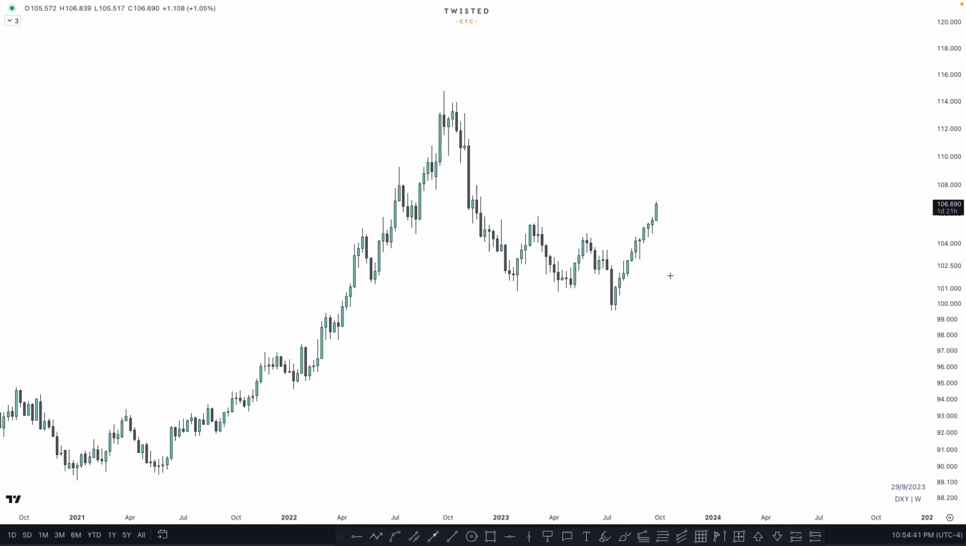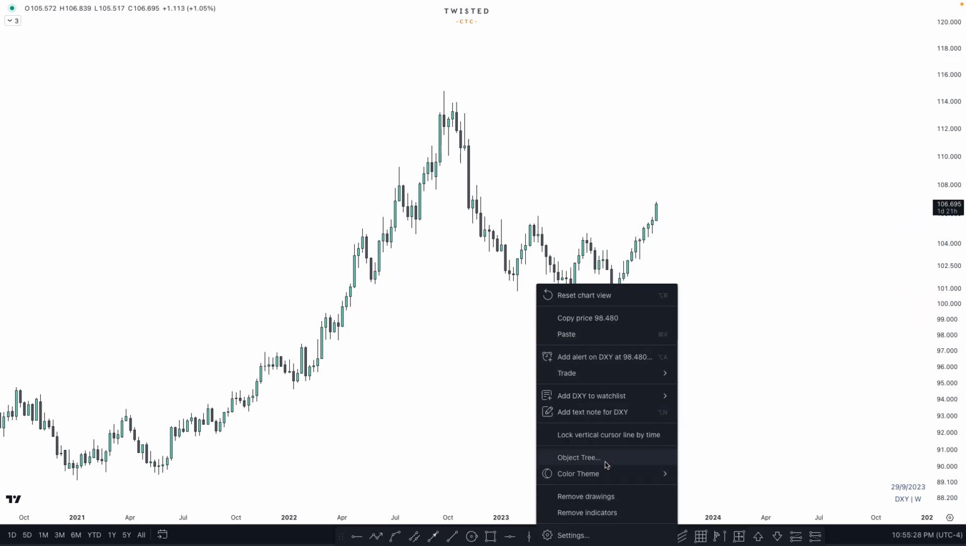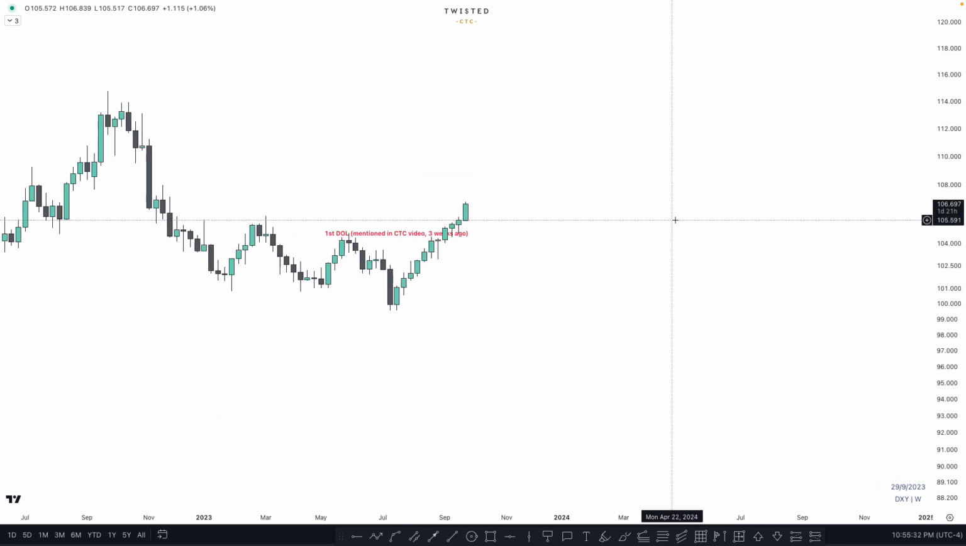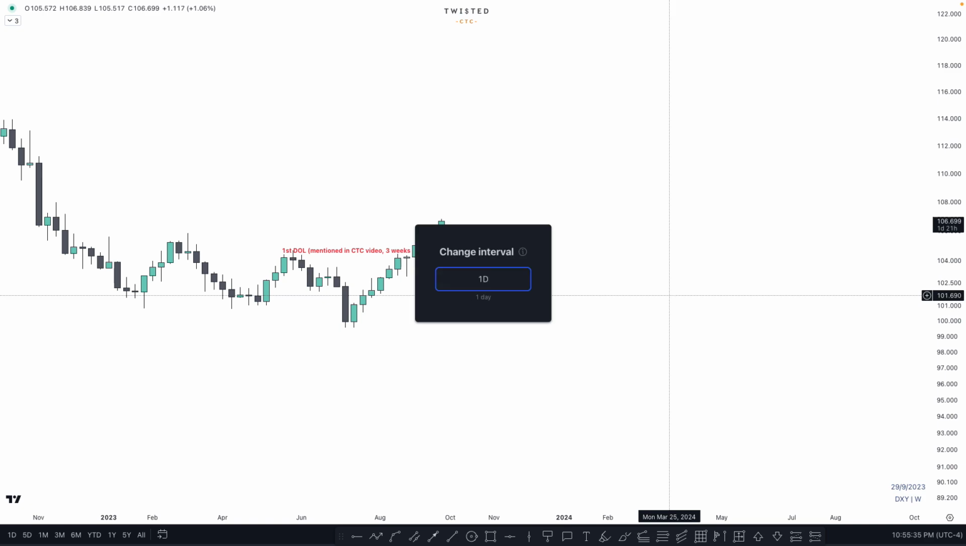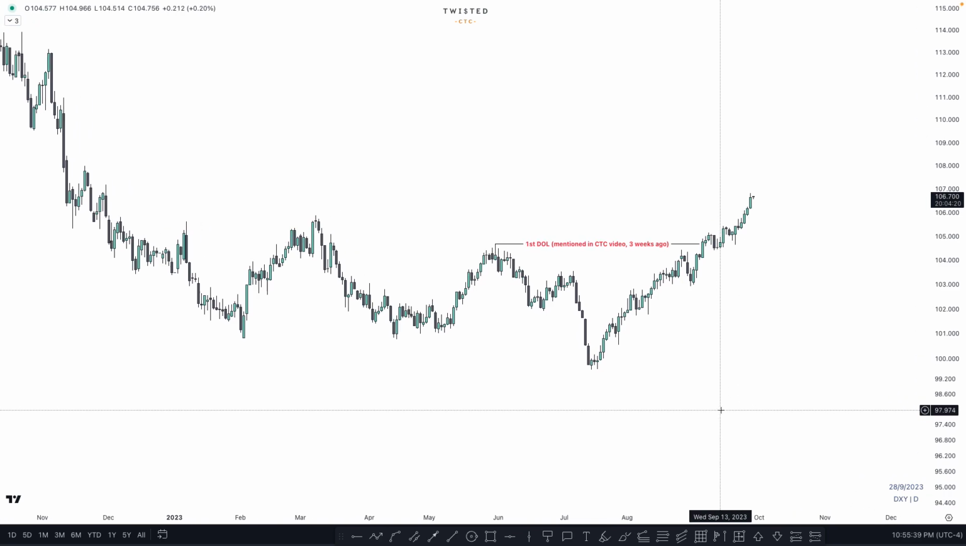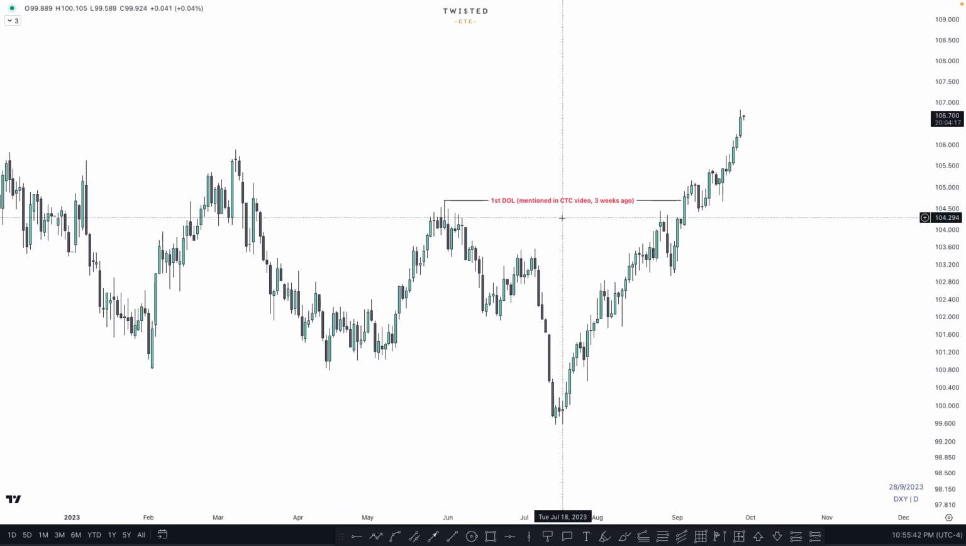I wanted to point that out based on our TA today, to show how our TA worked out based on what we were anticipating, or predicted, for the market to do in the upcoming weeks. I'll drop into the daily time frame so it's easier. This was the first high that I just showed you in the screenshot, the first high that I mentioned in the video three weeks ago, and we were around here.